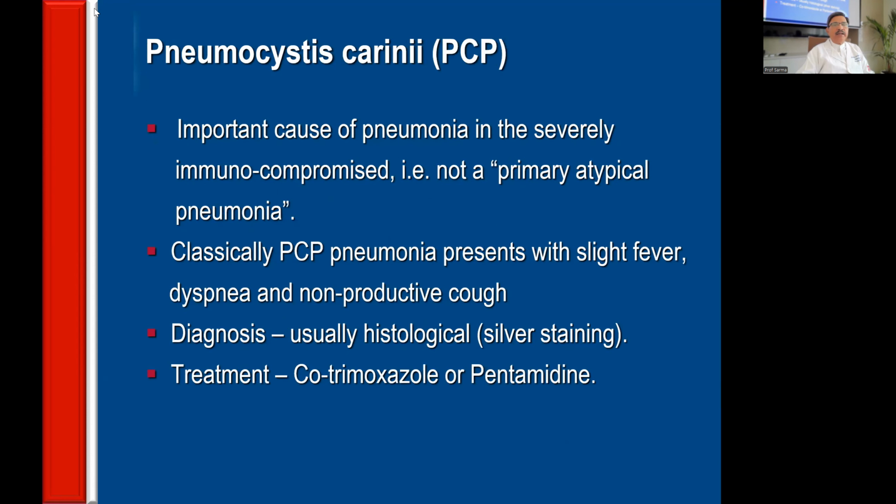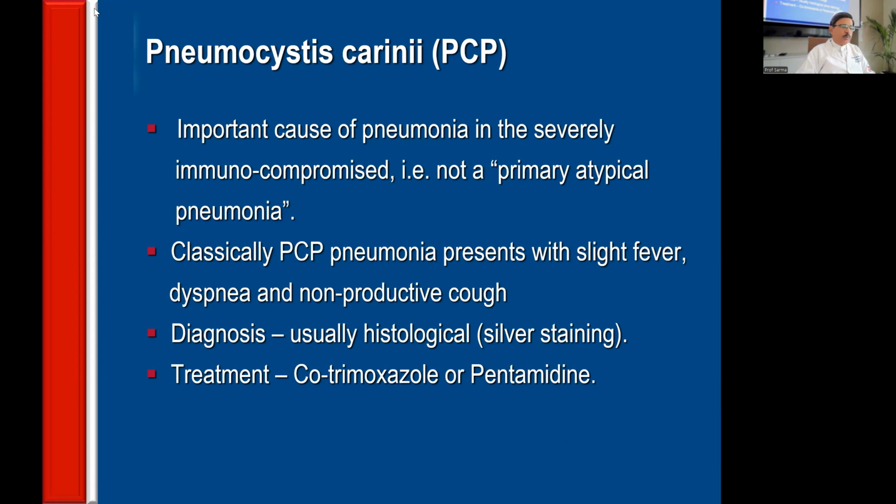Now, Pneumocystis carinii, PCP pneumonia. This is not a very common condition, but you should know about it. It is an important cause of pneumonia in the severely immunocompromised. It doesn't occur in you and me, but in people who are HIV positive or severely immunocompromised. It is one of the atypical pneumonias, not the primary viral atypical pneumonia, but this is in immunocompromised people.